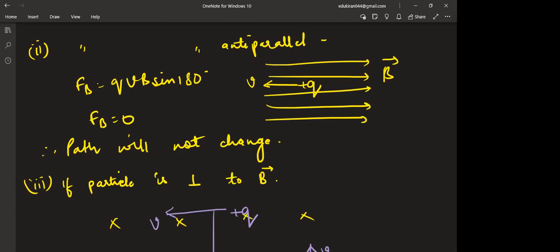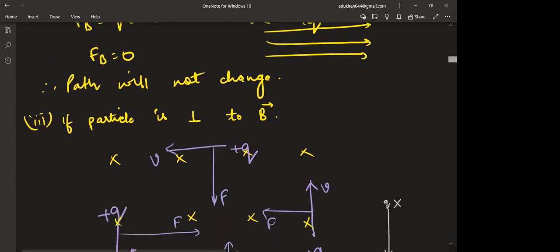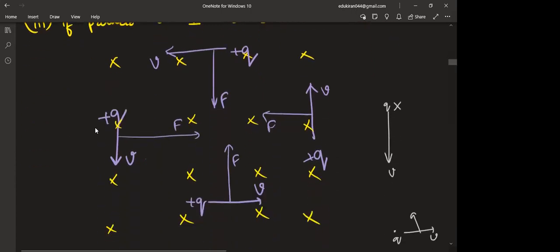Now look, when the path is perpendicular to the magnetic field, what will happen? Same thing that we have studied in the last class.